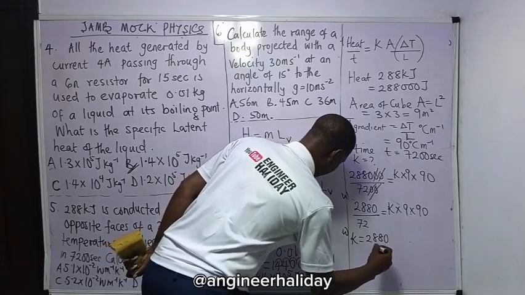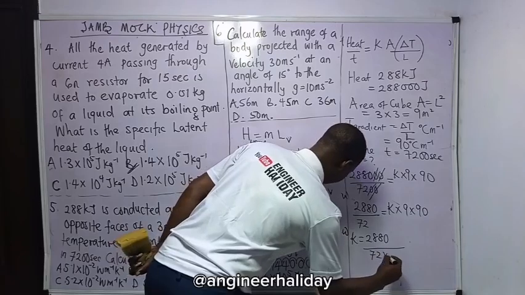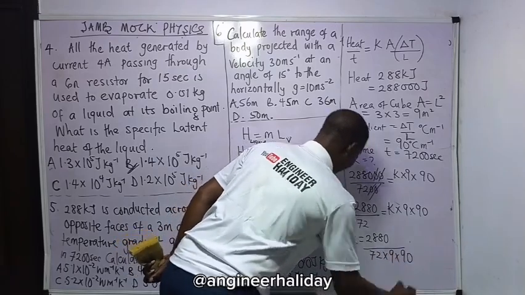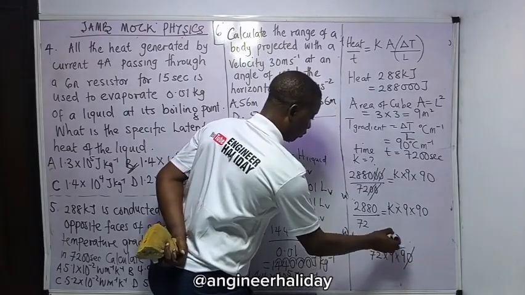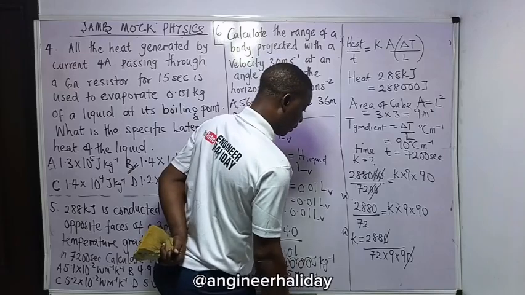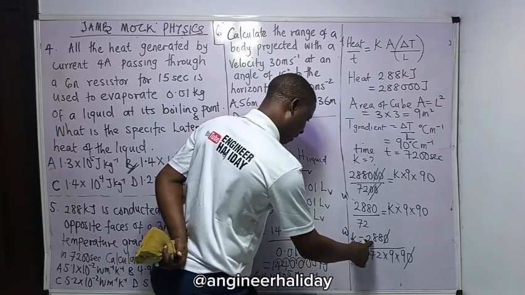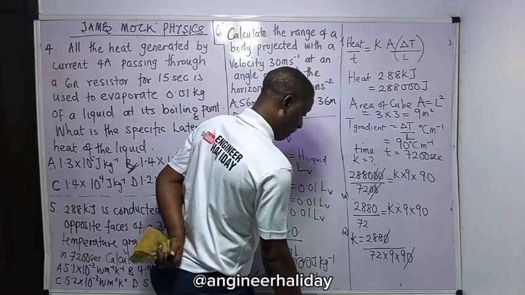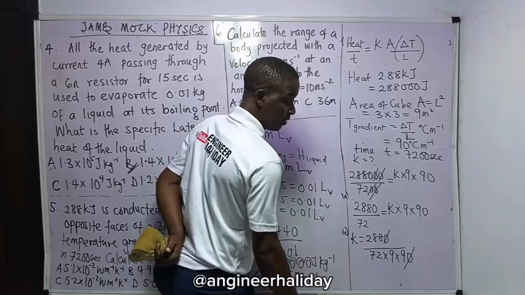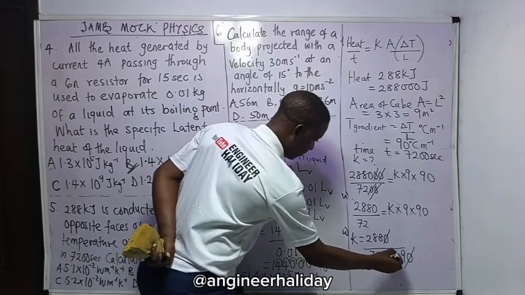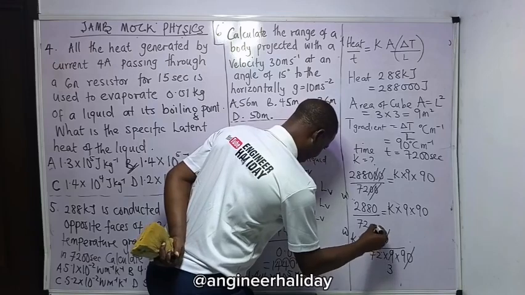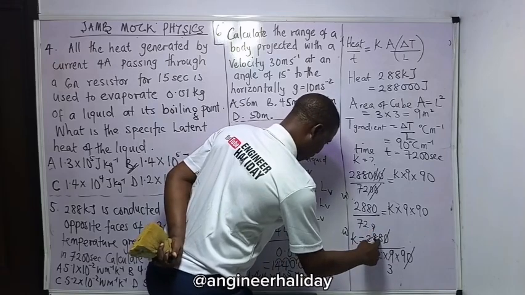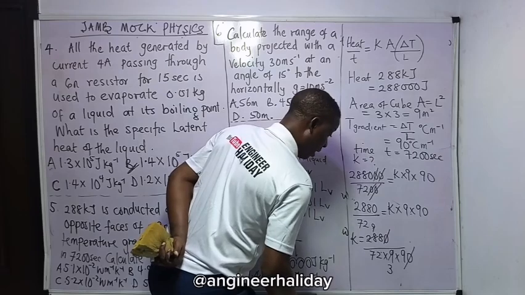2880 over 72 times 9 times 90 is what I want to have. So this one will give us what? This one will cancel this one. Okay. Then this one now we can divide it by what? It's divisible by 3. And so 3 here is 3. 3 here in is what? 9.